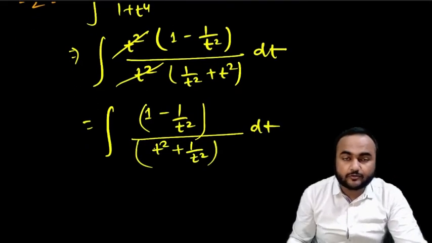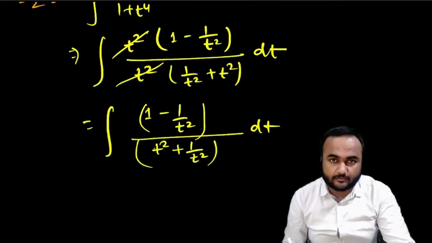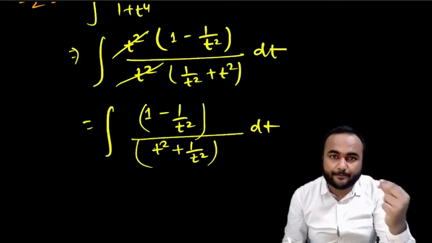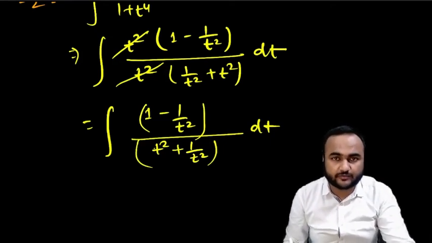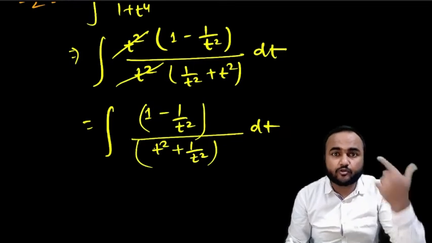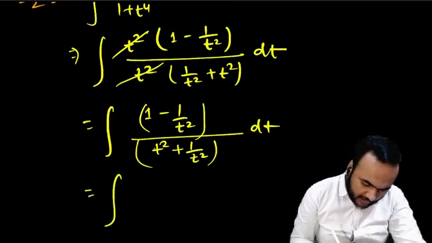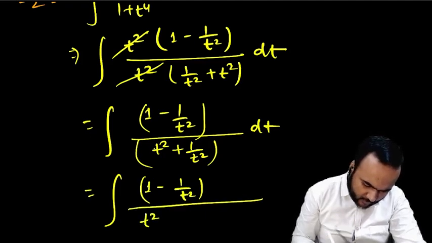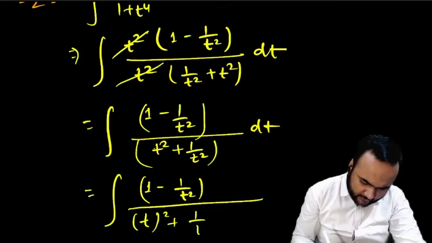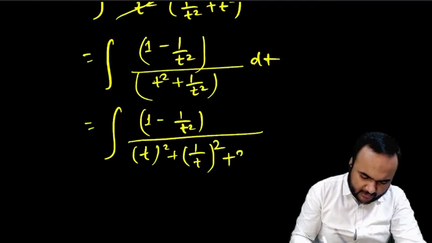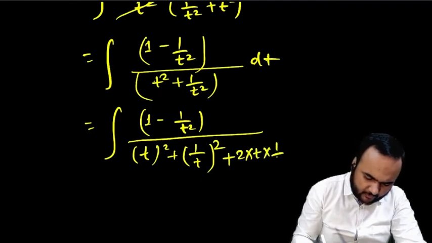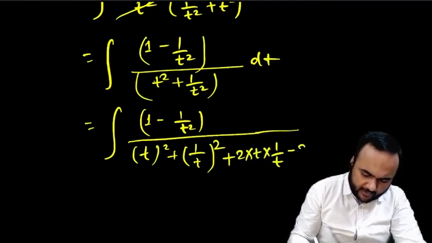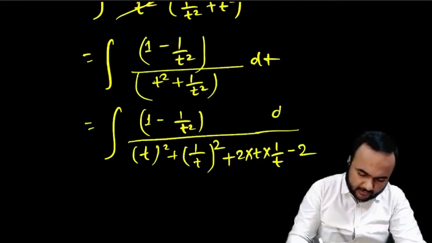Now, what is the sign in the numerator? Students, it is 1 minus 1 by t square. So you are going to convert the denominator into a plus b whole square form. So I'm going to write it something like this, t square plus 1 by t square, let me write it again, plus 2 times t into 1 by t, and minus 2, into dt.